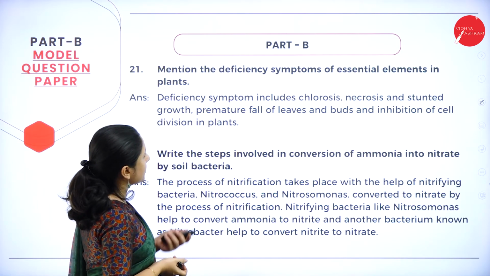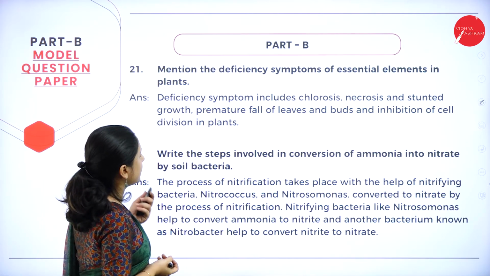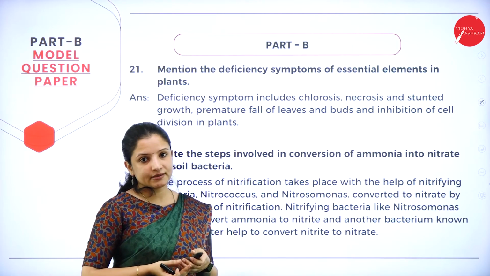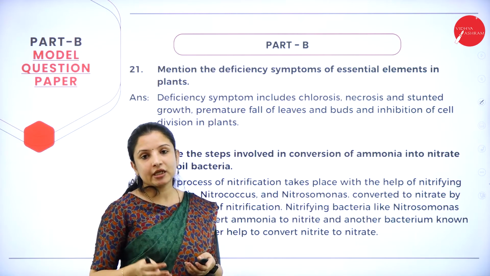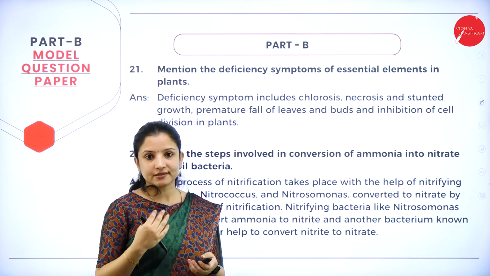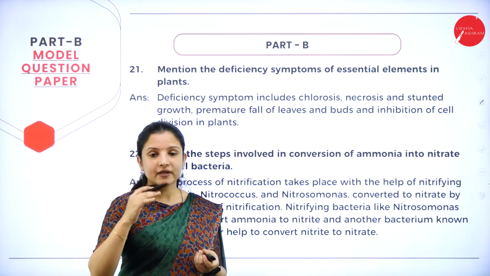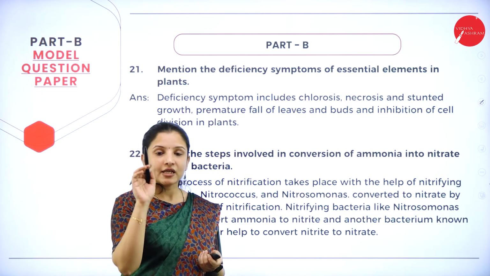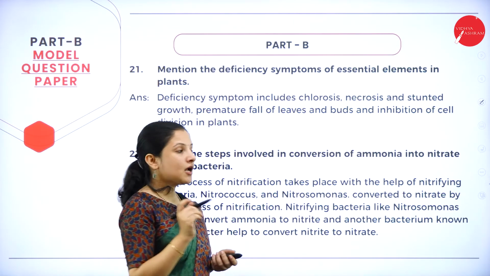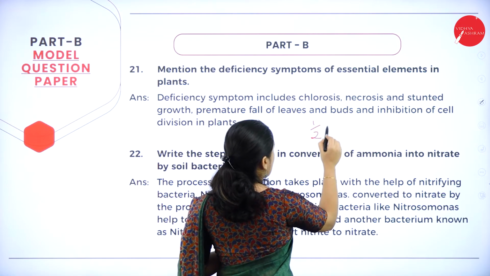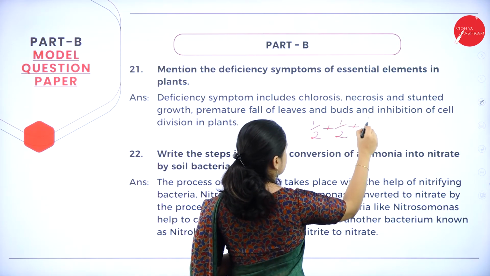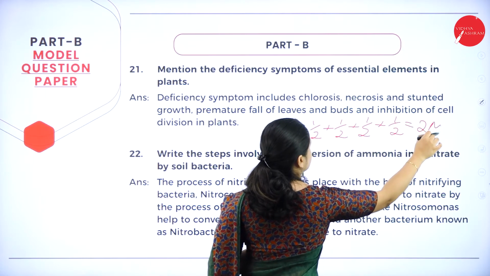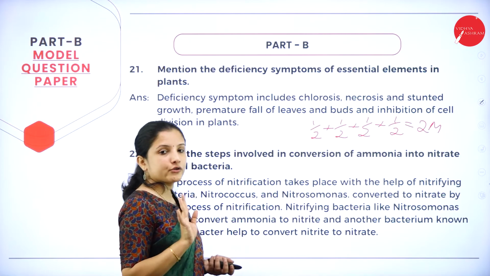Next question, mention the deficiency symptoms of essential elements in plants. So they have asked for the deficiency symptoms. Write at least 3 to 4 deficiency symptoms here, because whoever has framed the question paper would have kept in mind that each deficiency you mention will carry half a mark. So what will happen here? Half plus half plus half plus half. It will give you 2 marks. So write 4. 4 you need to write.